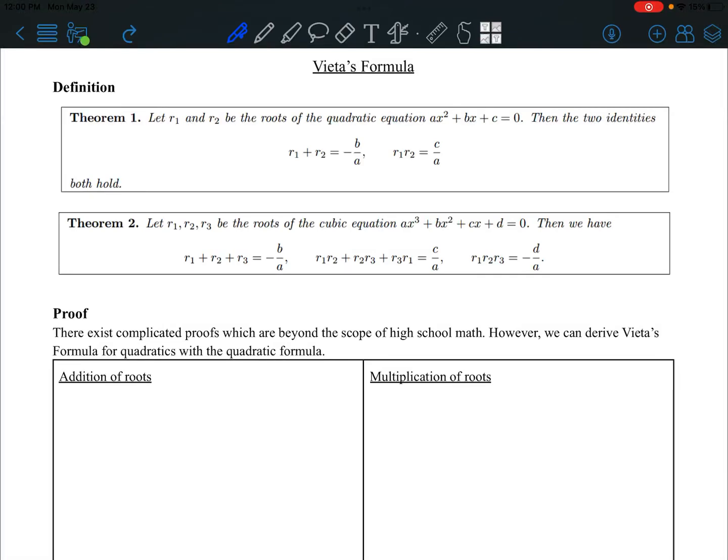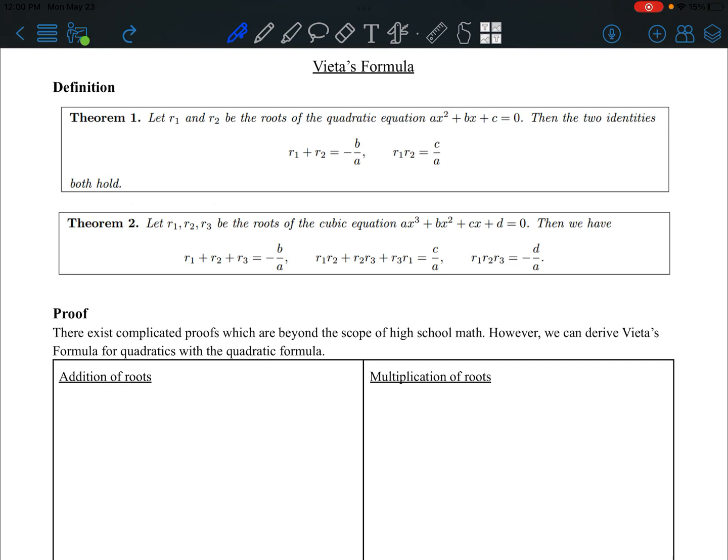Hello everyone, let's talk about Vieta's formula. There is a theorem that if there is a quadratic equation ax squared plus bx plus c is equal to 0, we can express the roots as r1 plus r2 is equal to negative b over a, and r1 times r2 is equal to c over a.